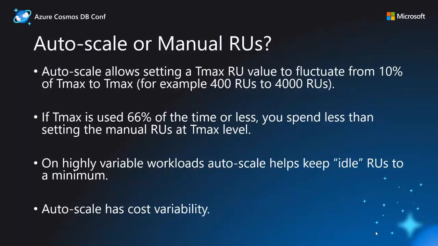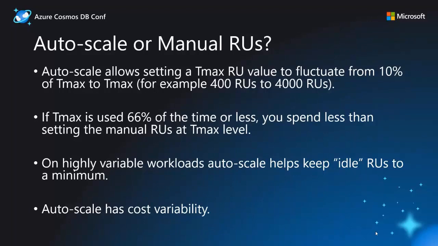Auto-scale allows you to set a max RU value, and then your resources will fluctuate from 10% of that max to the max value. For example, on the screen, I have 400 RUs to 4,000 RUs, right? So you're allowed to fluctuate in that range. Now, if that max in the example is 4,000, is used 66% of the time or less, then you actually spend less by using autoscale than by setting the manual RUs at the Tmax level.